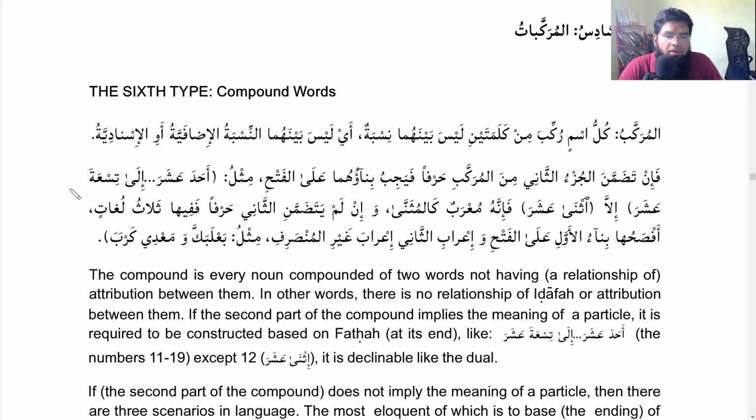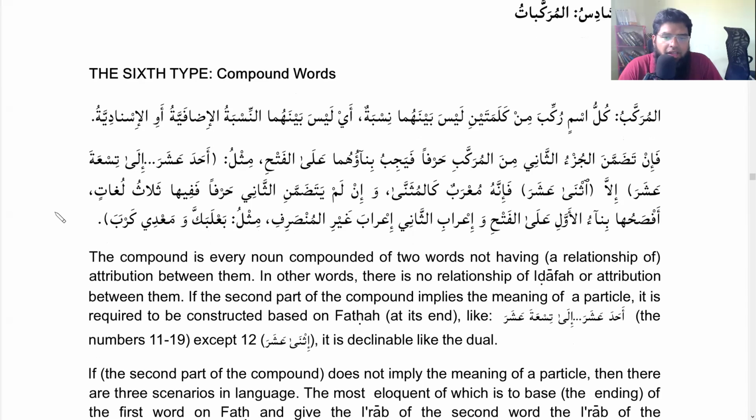أحد عشر. Why did they make it mabni? Well, they say that it has a meaning of harf in it, min or something. أحد من عشرة, or like that. That's why it's mabni. The second part of this, عشرة, is like fixed.